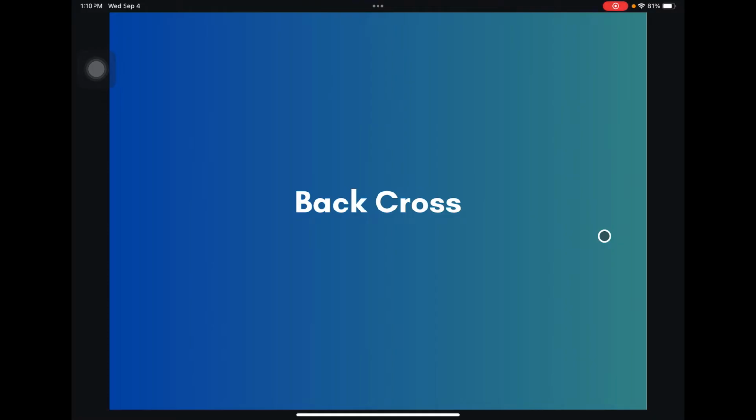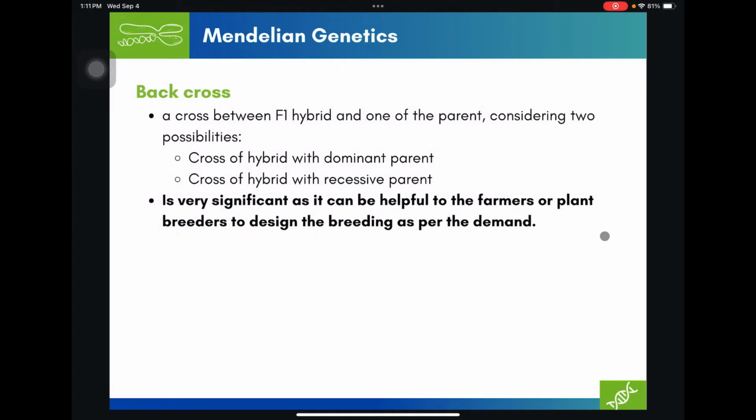Now, we're done with the test cross. In this part, we're going to discuss the back cross. A back cross is a cross between the F1 generation and the parent. In the test cross, this is a cross between two parents from the F3 generation.